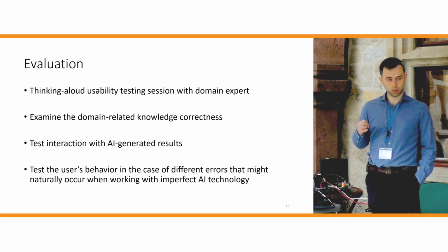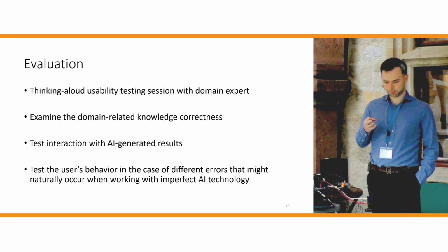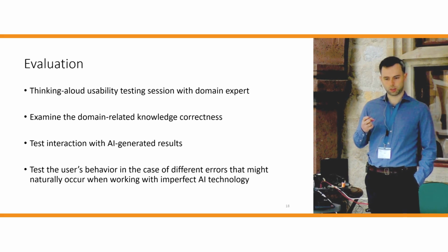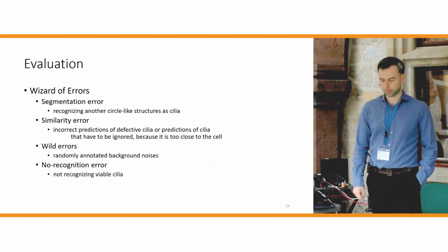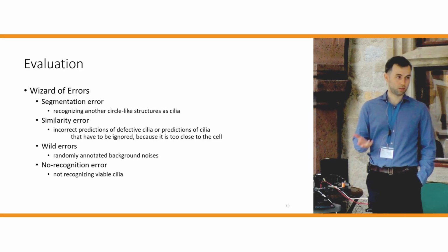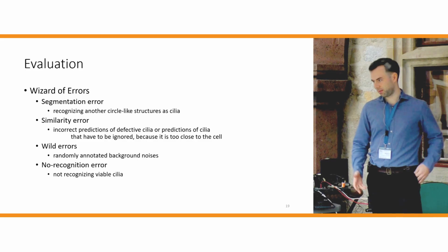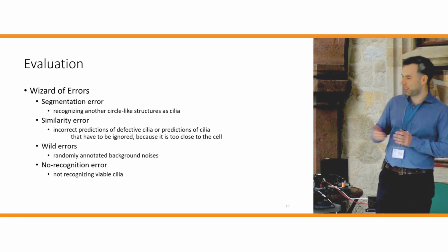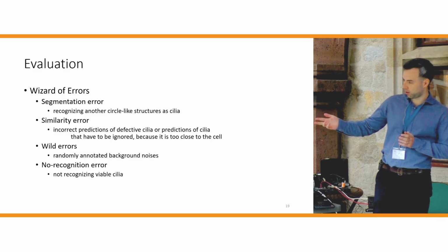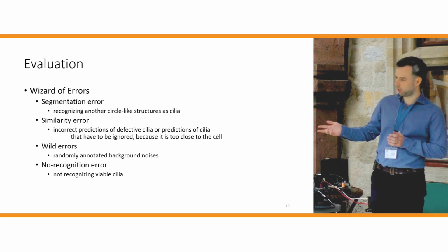didn't use an actual model because we needed to play with the model performance in order to test various scenarios. For that we used a method, Wizard of Errors. Maybe you've heard about Wizard of Oz, UX method, which is somehow, one can say, faking the AI output. And we defined 4 possible errors that can happen when we use AI annotation.